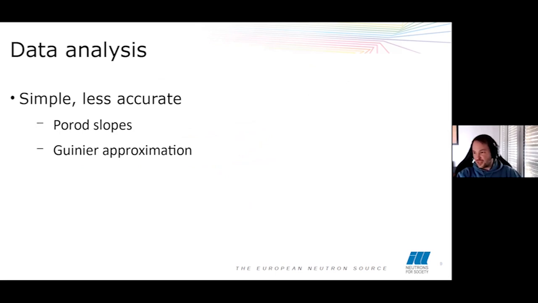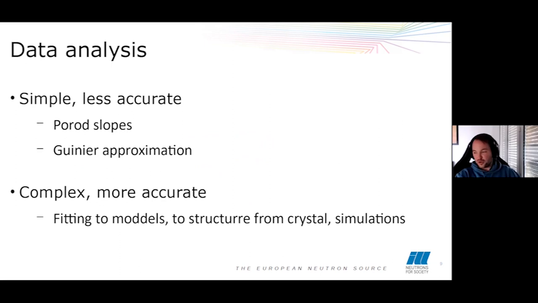Now, for data analysis, there are some simple, a bit less accurate things like power law slopes or the Guinier approximation. Or a bit more complex, but of course more accurate, is fitting the results to models or structures that we get from crystals, or even simulations for more complex things. I will start with some simple ones. I'll start with Porod's law.